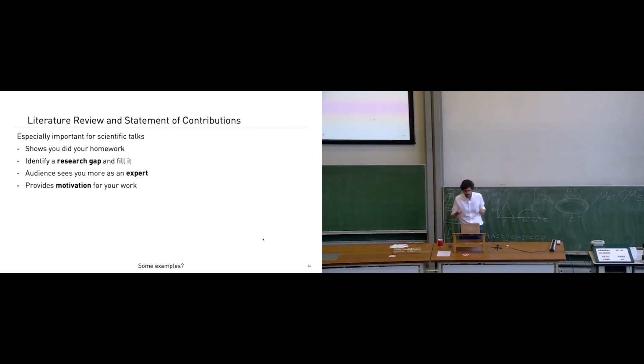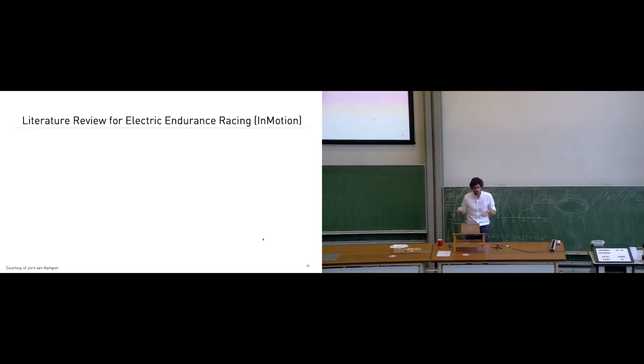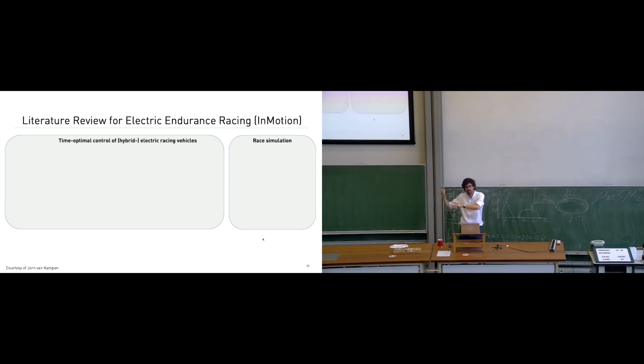He looked at strategies for electric endurance racing. So instead of lap time minimization, I give you 24 hours of Le Mans: drive more kilometers than the opponent, so you win the race, right? And he did a literature review, so this is taken from his presentation at the conference. The way you can do it, you split into research streams. And this is nice to do even before you write the report, because this will structure your introduction a lot.